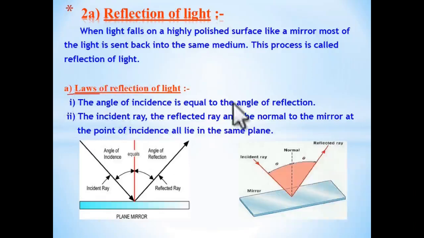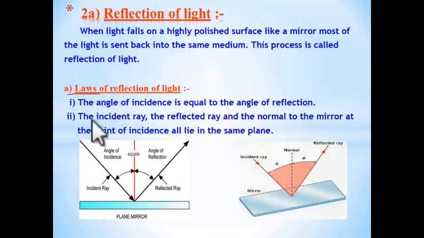Now there are two laws of reflection. The first law is the angle of incidence is equal to the angle of reflection. You see, this is the normal line on the surface. So here the light is striking with an angle theta. We can see here, and it is getting reflected with an angle theta. These two angles are always equal. This angle and this angle are always equal.